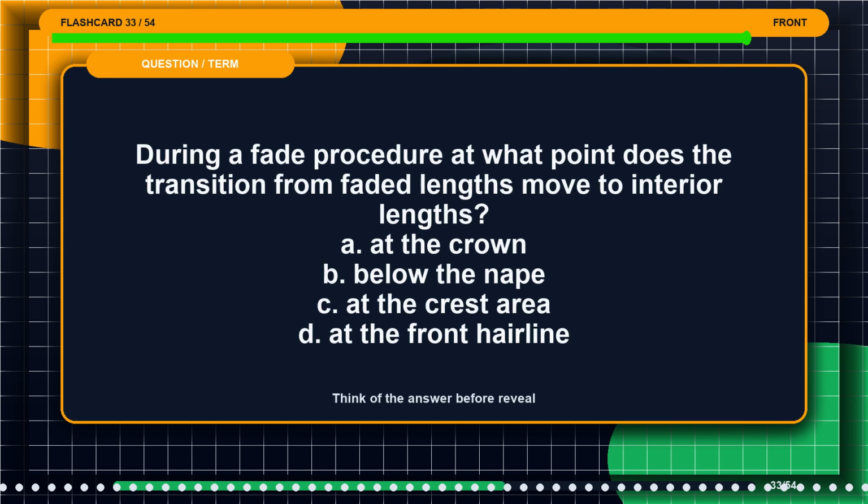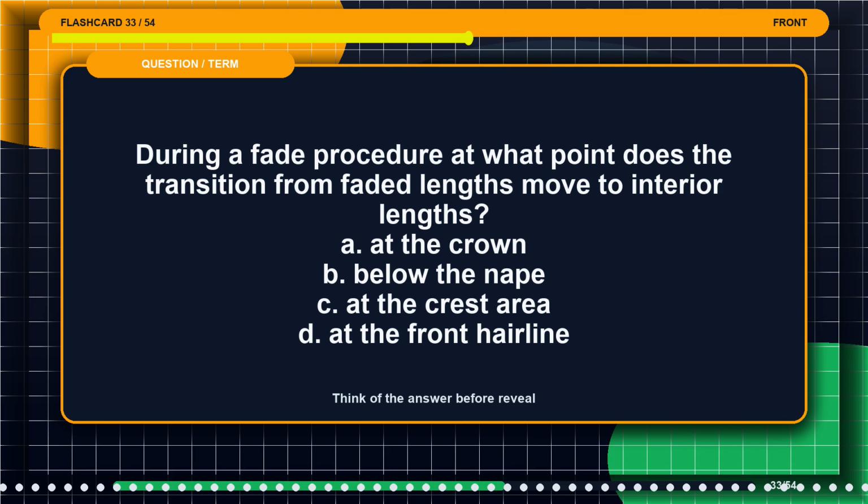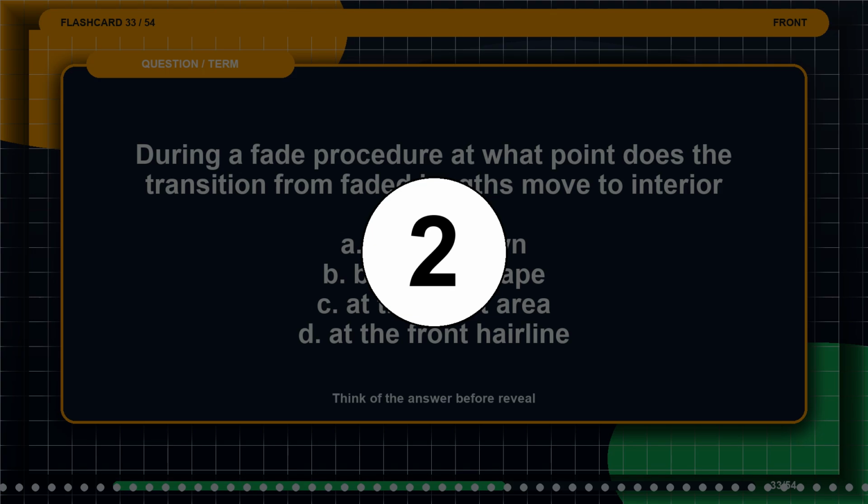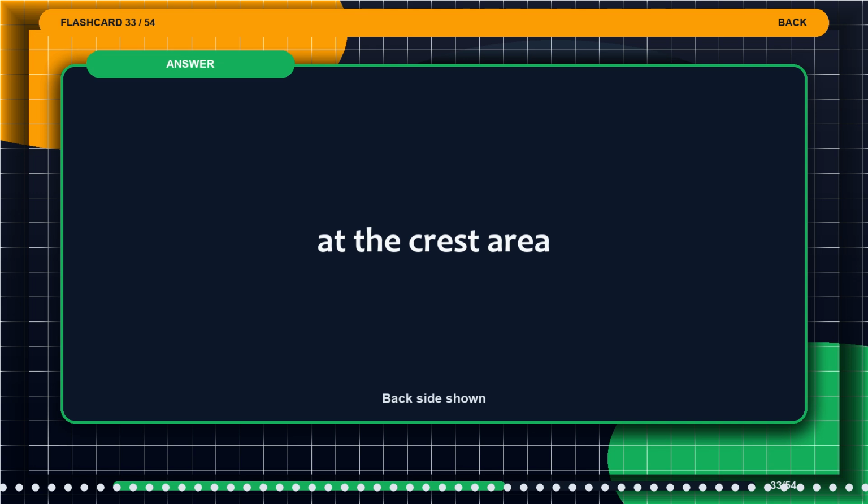Flashcard 33. During a fade procedure, at what point does the transition from faded lengths move to interior lengths? A, at the crown; B, below the nape; C, at the crest area; D, at the front hairline. Pause and think of the answer before the reveal. The answer is at the crest area.